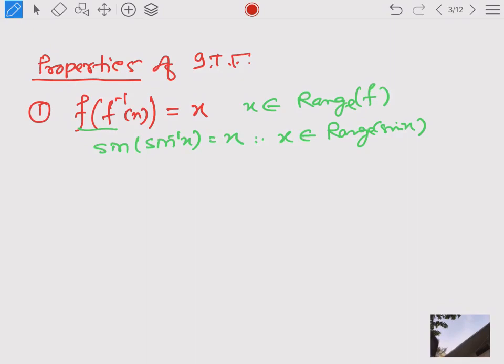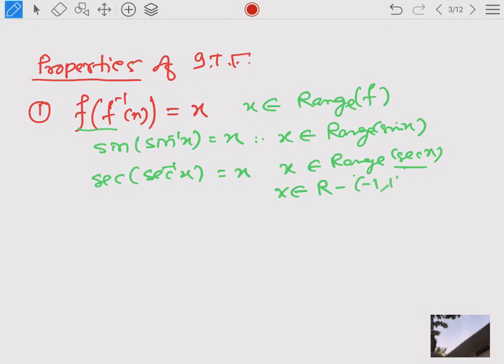will apply. For example, sec of sec inverse x is equal to x, but x should be in the range of sec x. So now we know the range of sec x. If I ask you the question, the range of sec x is R minus (-1, 1). We should remember this, otherwise we will not be able to follow it forever.